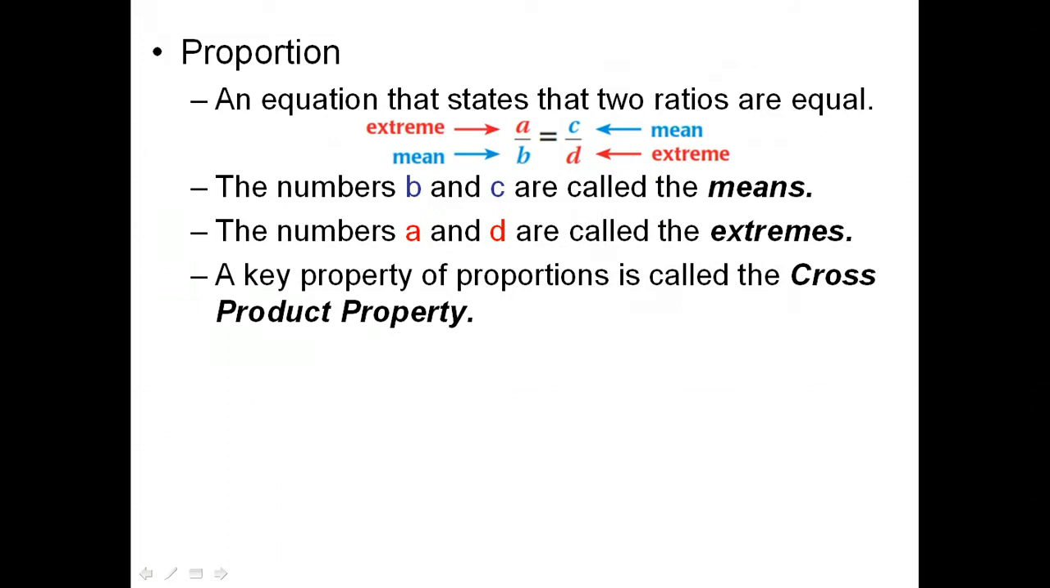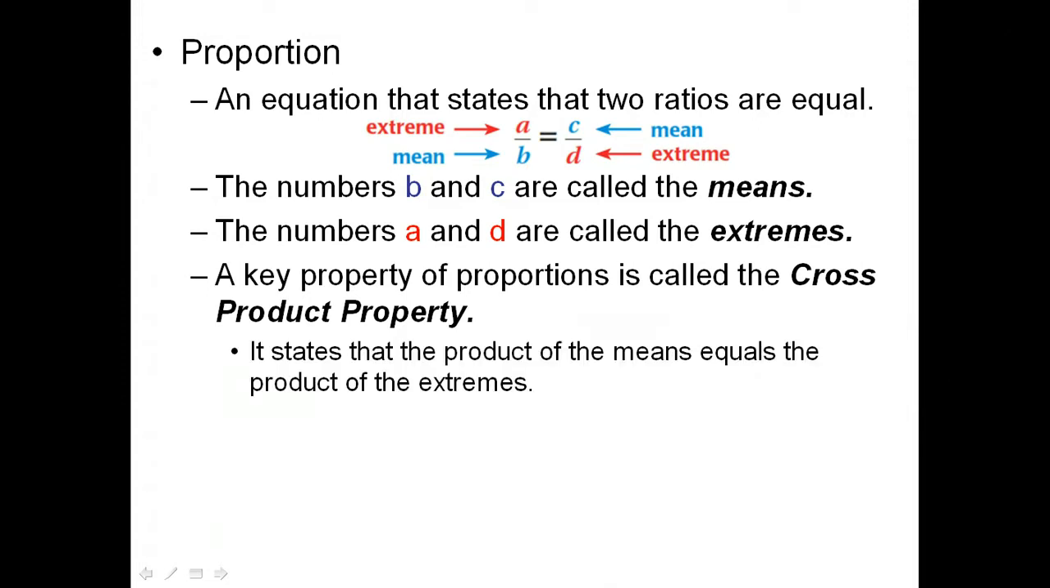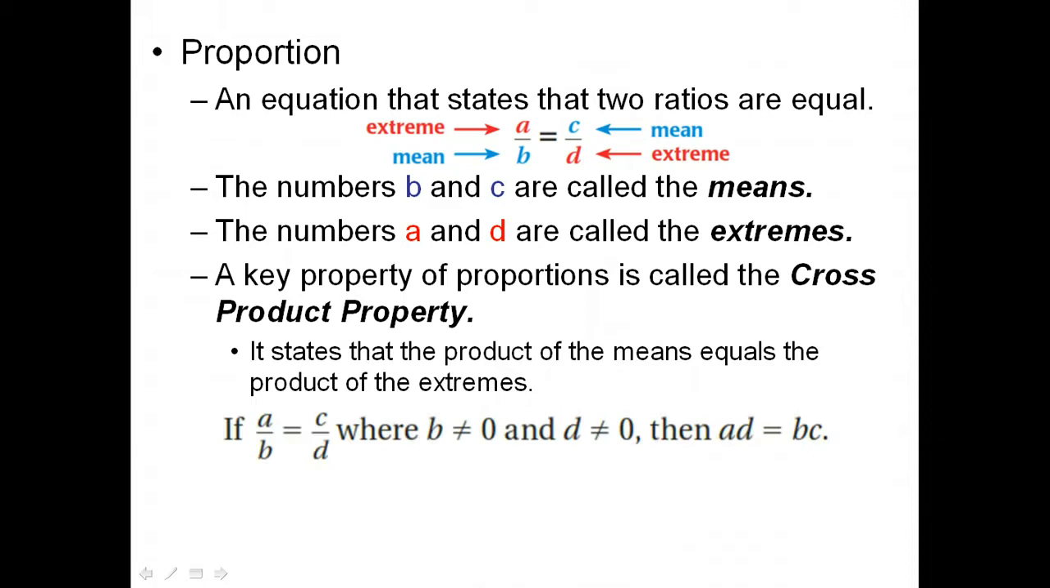Now, the key property of proportions is what's called the cross product property. You've probably heard it referred to as cross multiplying. So what it really means is that when I multiply the means together, it should equal the product of multiplying the extremes together. So if A is to B as C is to D, where obviously B and D are not 0, since we can't have 0 in the bottom of a rational number, then A times D would have to equal B times C.